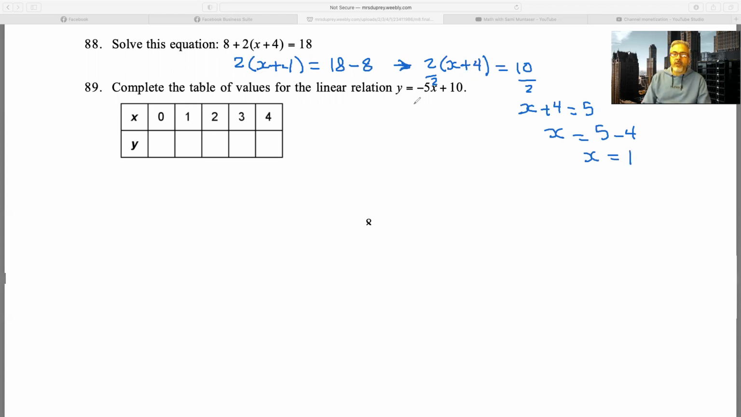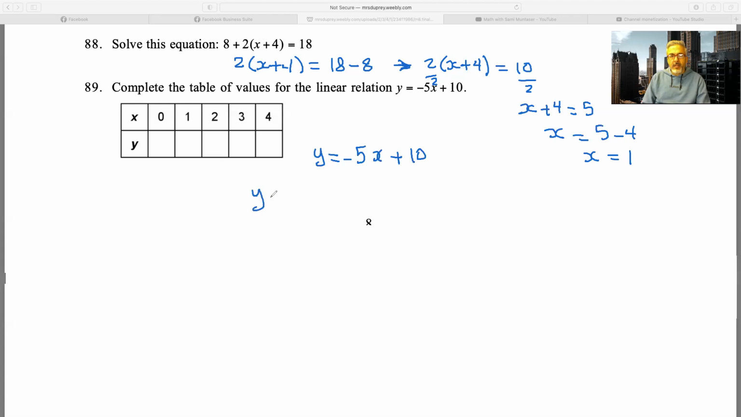Now, let's go to this question right here. Complete the table of values for the linear equation. So they're giving you y equals negative 5x plus 10. They're giving you the x values and they say find the y values. So basically, this is just straight substitution.